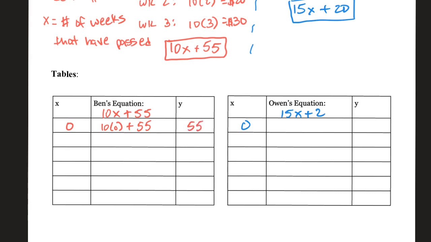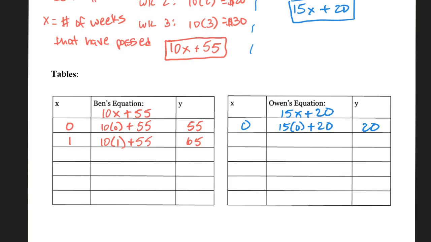And then in the case of Owen over here, we do 15, plug in 0. Oops, forgot the 20. And that gives us 20 over here. Now for the next one, this is after the first week. How much money is he going to have in total? That's including the $55. Well, we do $10 times 1 plus 55. 10 times 1 is 10 plus 55 is 65.